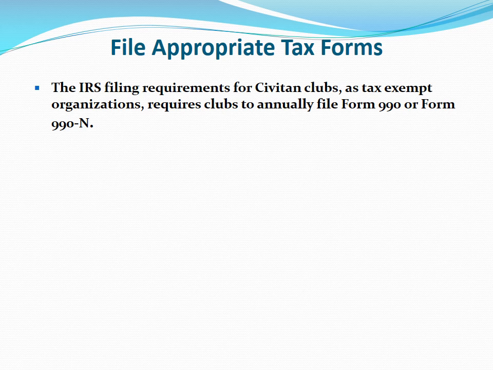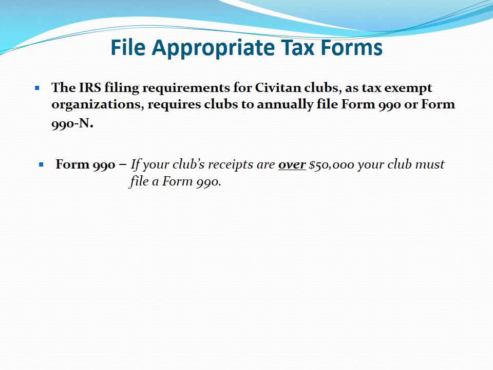The next segment that we're going to look at is to file your appropriate tax forms with the government of your country. The IRS filing requirements for Civitan clubs as tax-exempt organizations requires that each club file an annual Form 990 or Form 990N. The Form 990 is if your club receipts are over $50,000. Now that's a very important number. If your club receipts are over $50,000, you must file Form 990.